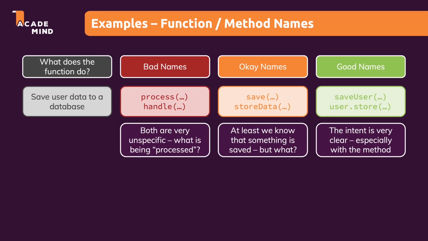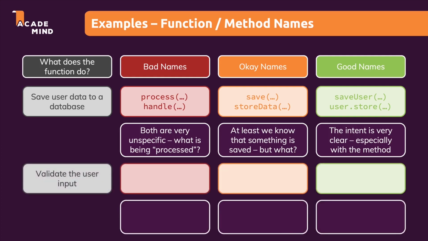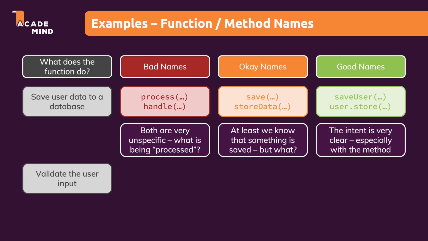And again, just as before, we are going to see more examples throughout this section. But before we do that, it's again time for you to pause this video and try this on your own. Let's say we have a function which validates some user input. How would you name that? And by the way, it doesn't necessarily have to return true or false. So how would you name this function or this method then?